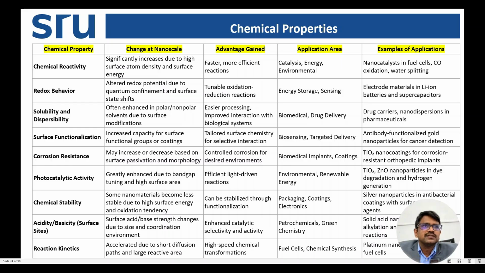So these are the chemical properties. Chemical reactivity significantly increases due to high surface atom density and surface energy. So what is the advantage we are getting? Faster and more efficient reactions. Because most of the atoms are on the surface, every atom will participate in the reaction, so it has faster and efficient reactions.